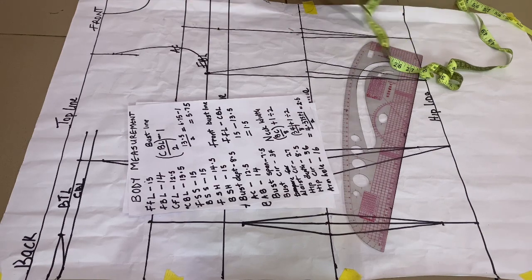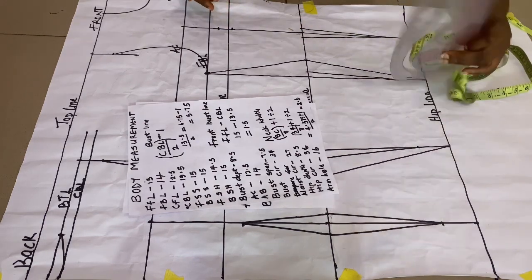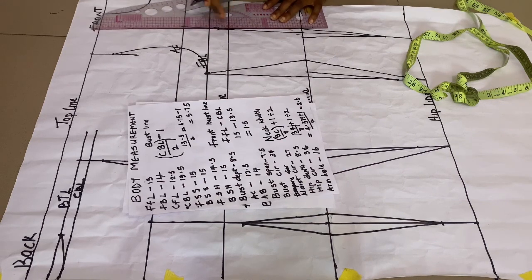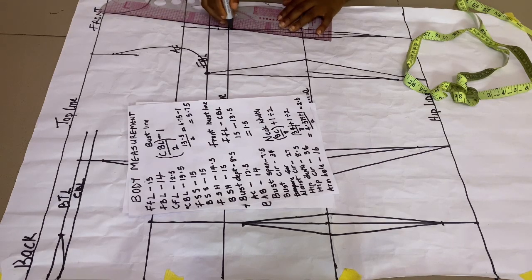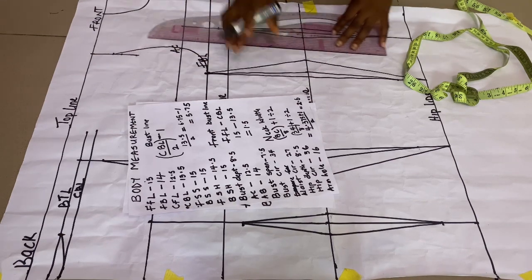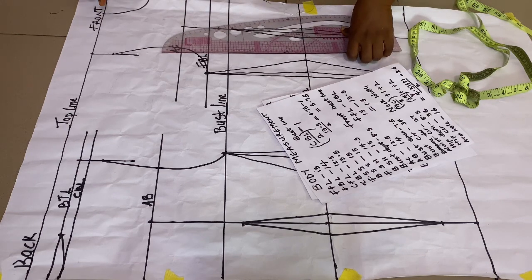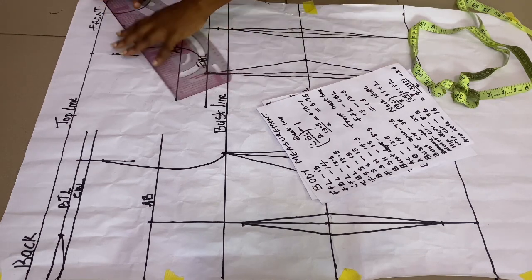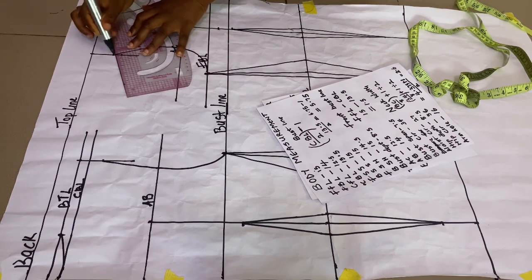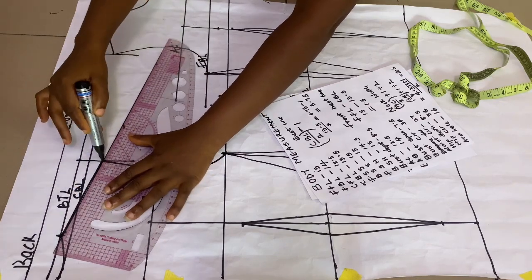Then from that 8.5 points I marked, I'll come down by 1 inch. So that's where I'll be connecting that amount in front to the 1 inch points that I marked. Then I'll be connecting this back to the front bust line. I'll also connect the neck width to the shoulder guideline. This will now be the shoulder line. Then I'll do the same thing for the back also.